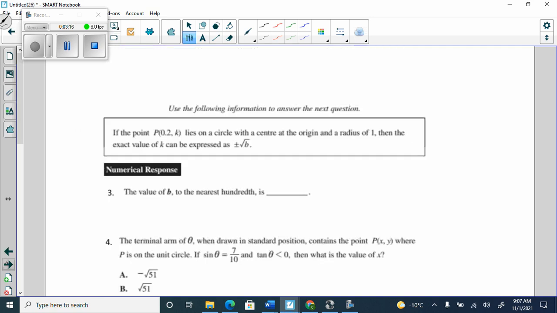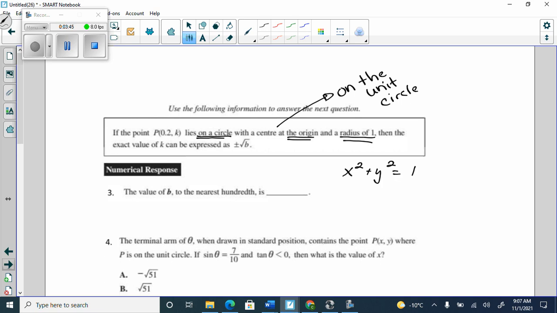This one here, this is the key thing you have to notice when reading this question. It says the point 0.2, k lies on a circle. This is indirectly how they did it. They did it sneaky. On a circle with a center at the origin and a radius of 1. What is that a fancy way of saying? On the unit circle. So we know x squared plus y squared equals 1.